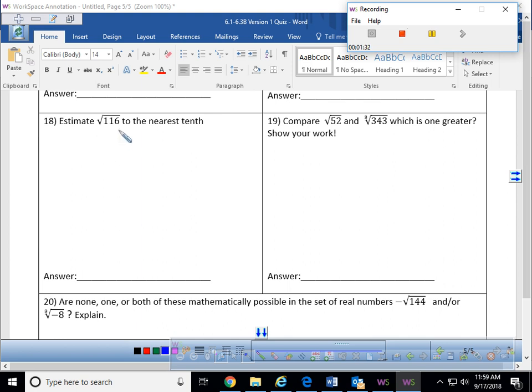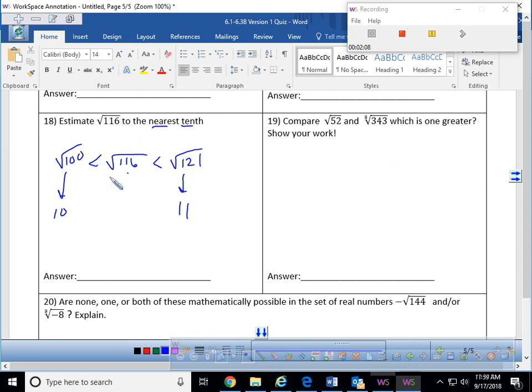Alright, estimate the square root of 116 to the nearest tenth. Shouldn't be that big of a deal, we kind of did that. But remember, nearest tenth, not nearest integer. So we are going to need a decimal on this one. The square root of 116 can be trapped between the square root of 100 and the square root of 121. What's the square root of 100? That's 10. And the square root of 121? That's 11. So it lies somewhere in between.